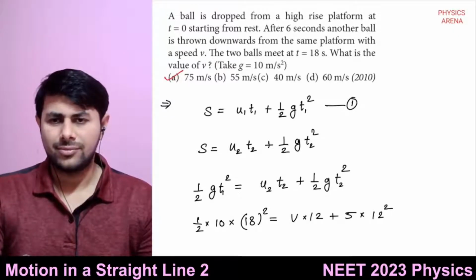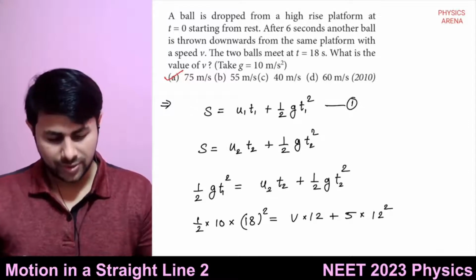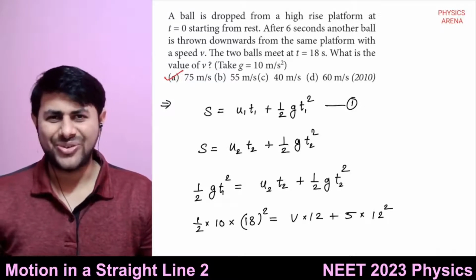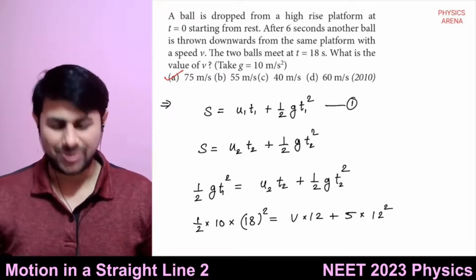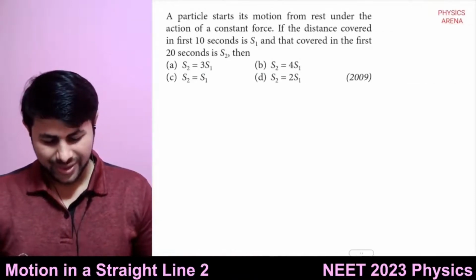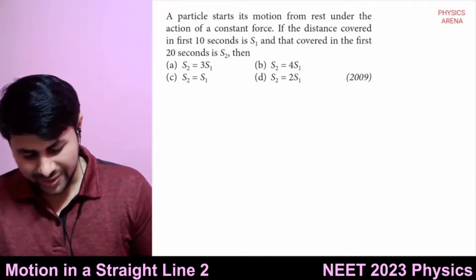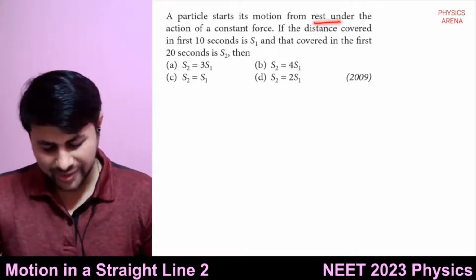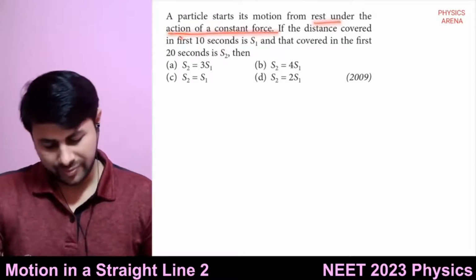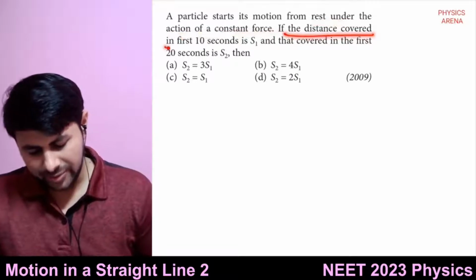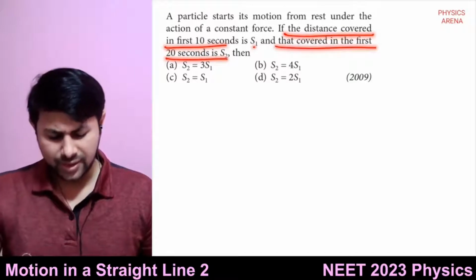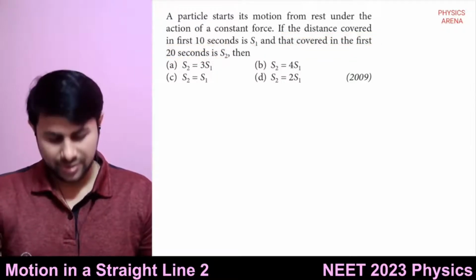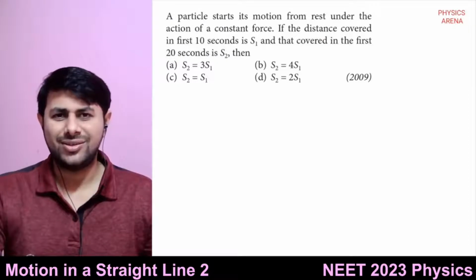Okay, I'm going to leave some problems for you. Lots of problems. Next problem. A particle starts its motion from rest under the action of constant force. If the distance covered in first 10 seconds is s1 and that covered in first 20 seconds is s2, then tell me what will be the ratio?